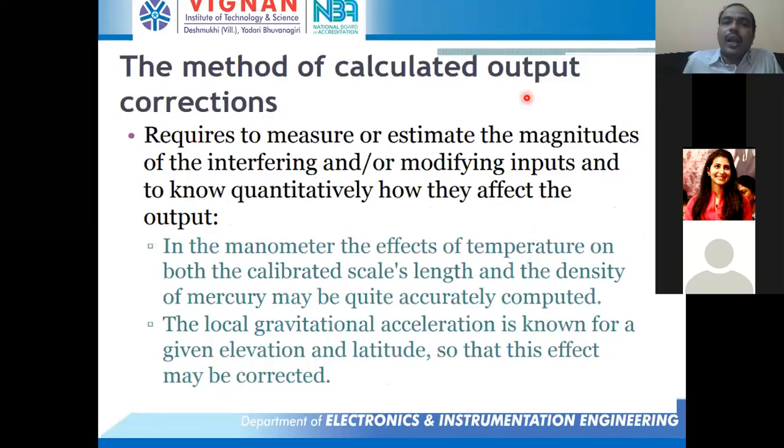The method of calculated output corrections. This type of method requires you to measure or estimate the magnitude of interfering or modifying inputs, and you should know quantitatively how they affect the output.